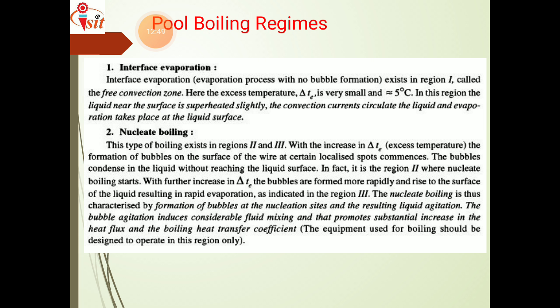So this is the explanation of pool boiling regimes. First, interface evaporation. As I mentioned here, when the temperature difference is nearly about 5 degrees centigrade, in this region the liquid near the surface is slightly superheated, and the convection current circulates the liquid, and evaporation takes place at the liquid surface. Second type is nucleate boiling, which is characterized by bubble formation.